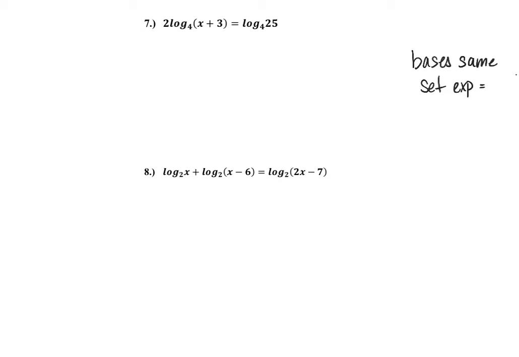And I'm going to follow a similar approach. For these, I'm going to try to make each one a single log. So if you have a single log with the same base, so it's going to be in that log equals log setup, then you can set the arguments equal.